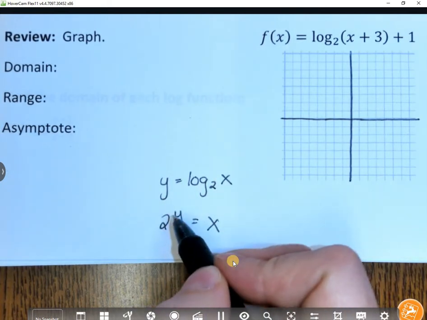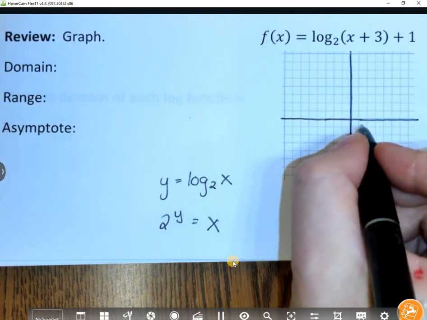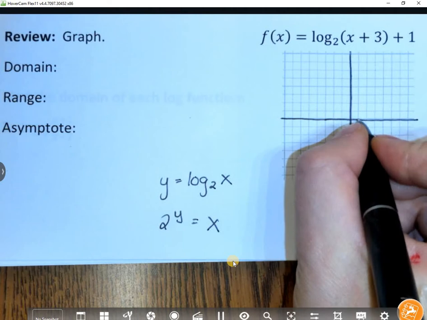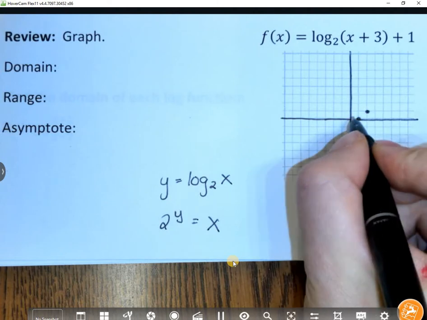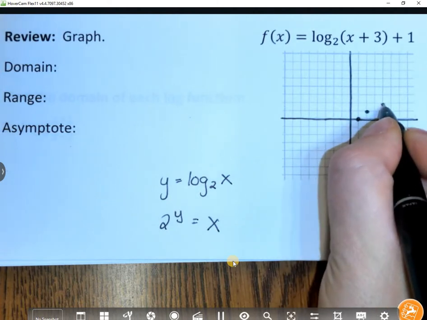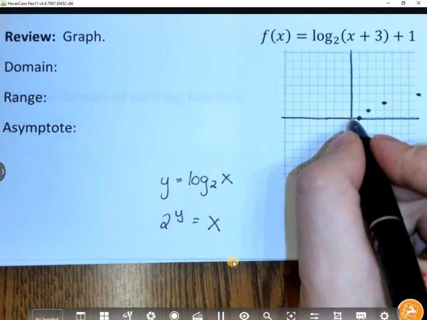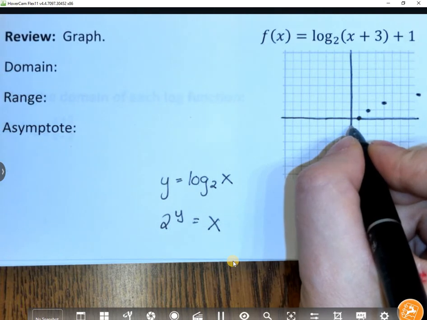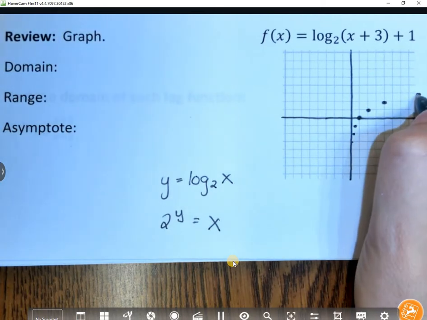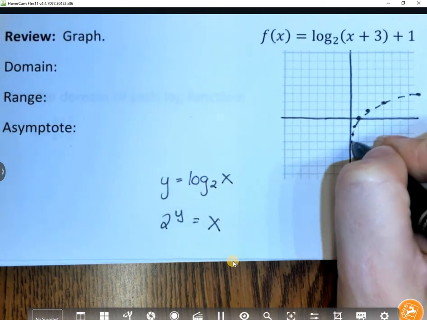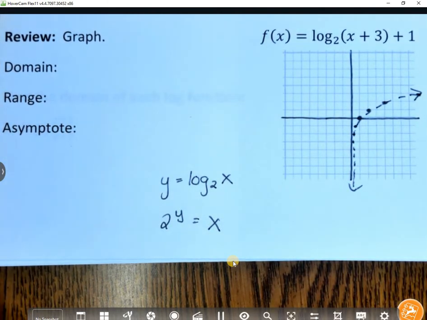Then I'll be putting in y's and see what I get out. So if I put in 0, that means I'm not moving up and down. 2 to the 0 power is 1. Put in 1. 2 to the first power. 2 to the second. 2 to the third. Okay, and I'm off the grid going that way. Let's go negative. 2 to the negative 1. Negative 2. And it's going to just keep getting closer and closer to that line. So this here is my parent function. That's what my log function for base 2 looks like.